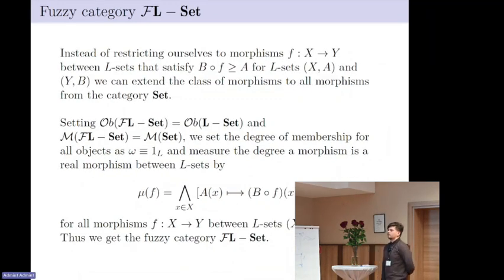But we cannot only focus on objects, we can also focus on morphisms. If we return to the example of L sets, we can expand the class of morphisms to include every morphism between the underlying crisp sets. So we take the morphisms from the category of sets. This time we can measure the degree to which a morphism is a real morphism between L sets by a similar structure. And this time we just take all objects to be real objects by setting the membership degree to be maximal.